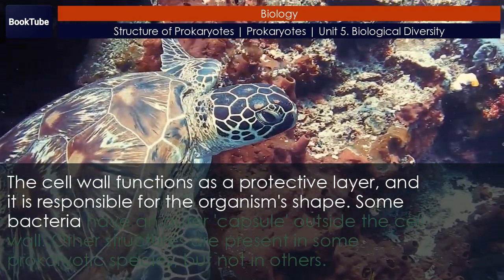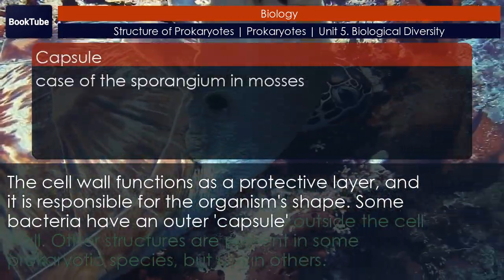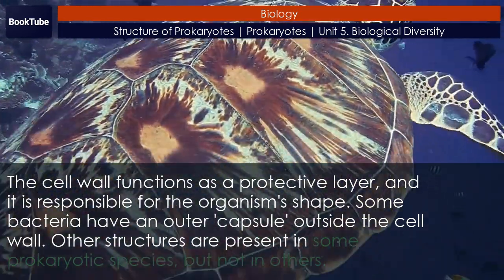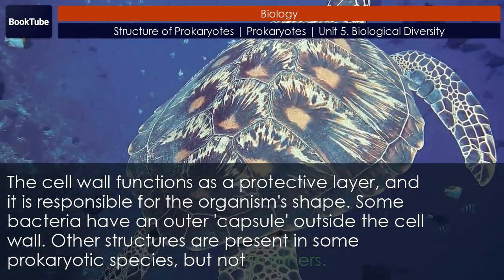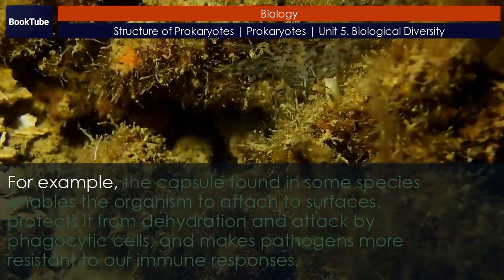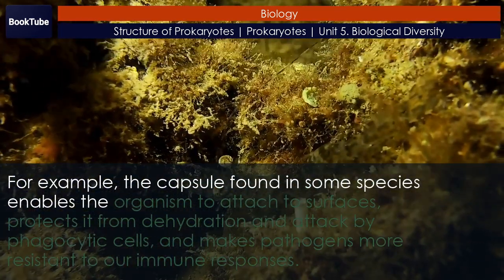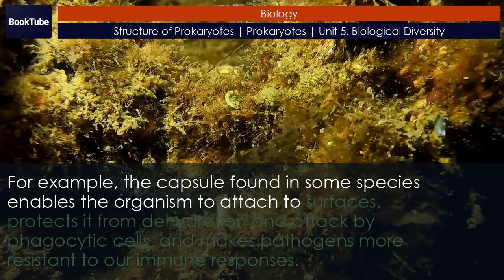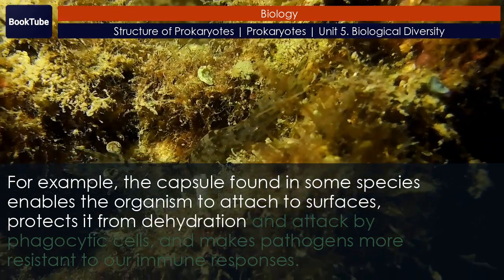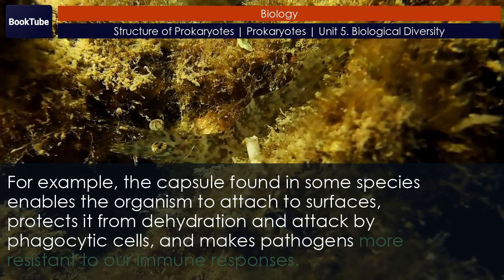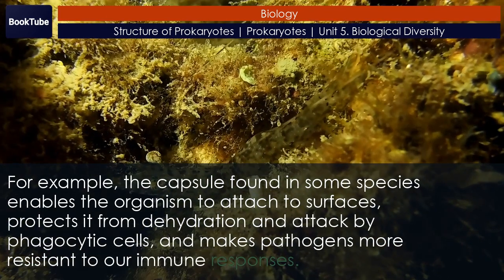Some bacteria have an outer capsule outside the cell wall. Other structures are present in some prokaryotic species, but not in others. For example, the capsule found in some species enables the organism to attach to surfaces, protects it from dehydration and attack by phagocytic cells, and makes pathogens more resistant to our immune responses.